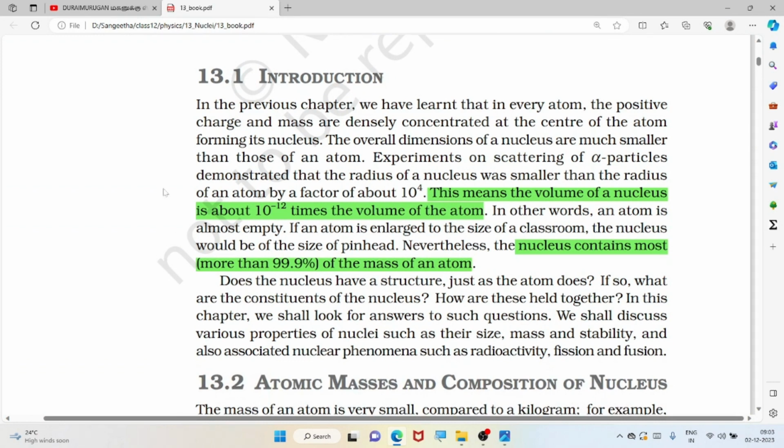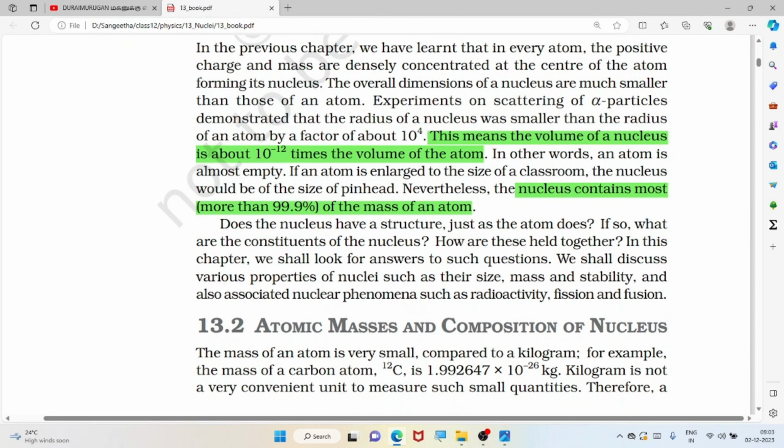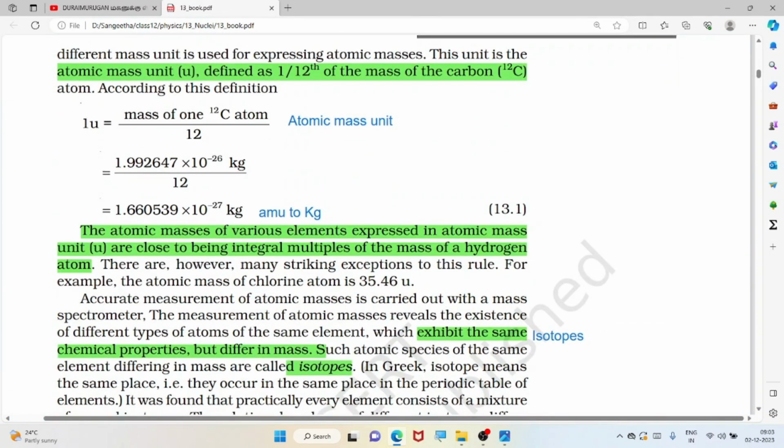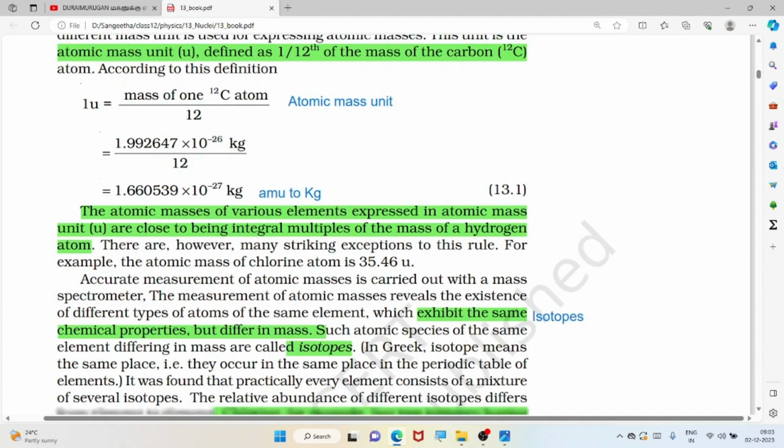You have already seen the ratio between the volume of the nucleus and the volume of the atom. The nucleus contains most of the mass of the atom, that is, 99.9% of the mass of the atom is in the nucleus. This is the 1 AMU, atomic mass unit, which I already showed you.